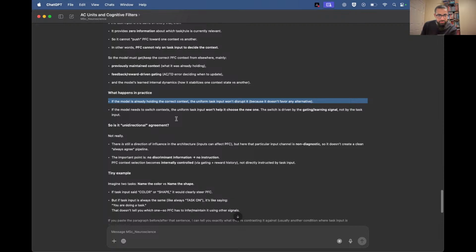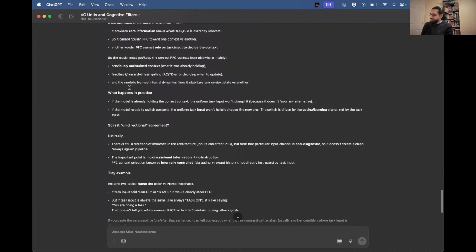The uniform task input won't disrupt it. If the model is already holding the correct context, the uniform task input won't disrupt it because it doesn't favor an alternative. Okay, the key is the factor. If the model needs to switch context, the uniform task input won't help to choose a new one. The switch is driven by the gating learning signal, not by task input.